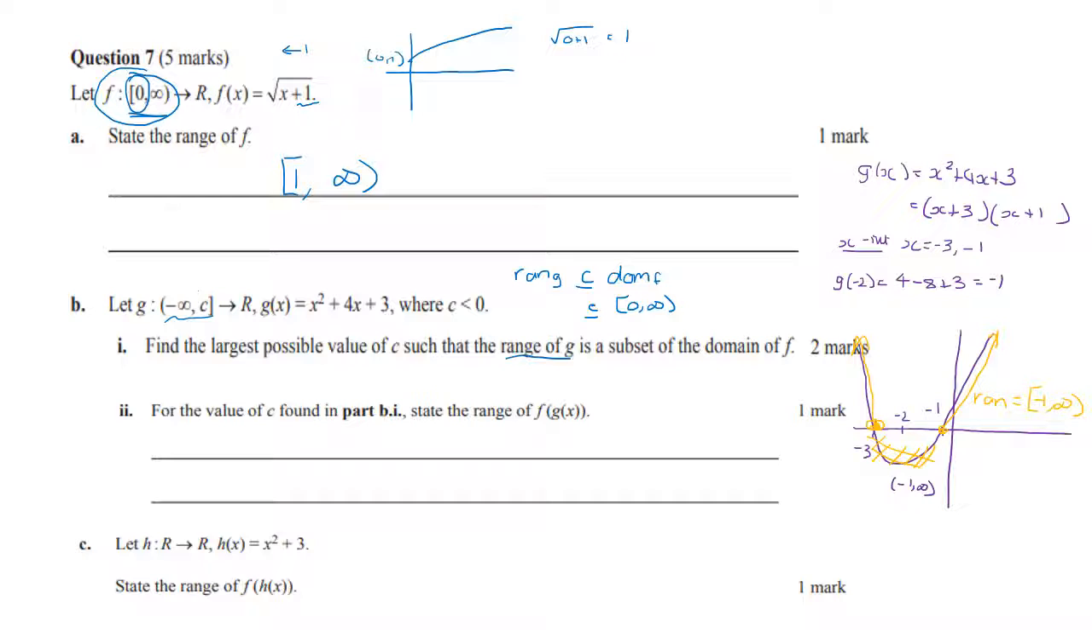So for this range of g to be a subset of the domain of f, the domain of g that I'm looking at here could be from negative infinity to negative 3 and from negative 1 to infinity. But we were told that the domain of g has to be just from negative infinity to c. If I'm just going from negative infinity to c, the only part I want is this part here. So I'm just going to go from negative infinity to negative 3. So c is equal to negative 3.